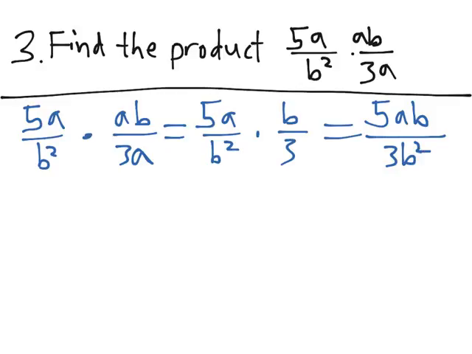Now, the 5 and the 3 are relatively prime, so you can't take away any factors from both of those. However, there are b's in the top and the bottom. So if we cancel a b in the numerator and the denominator, we're left with 5a over 3b. Now it's clear this can't be simplified any further.